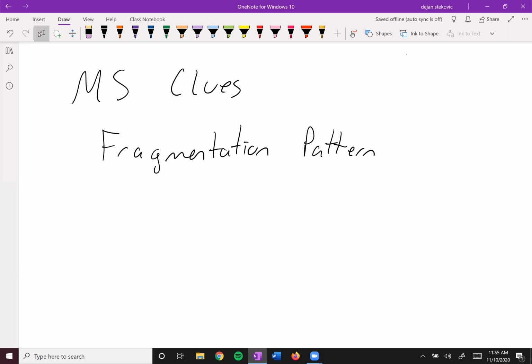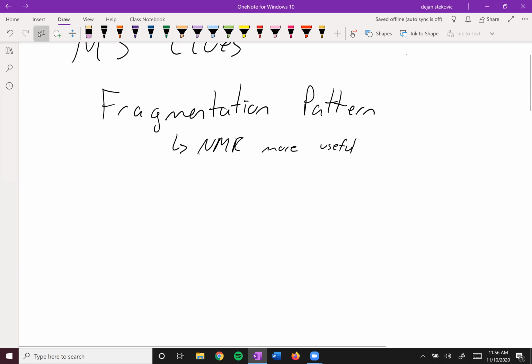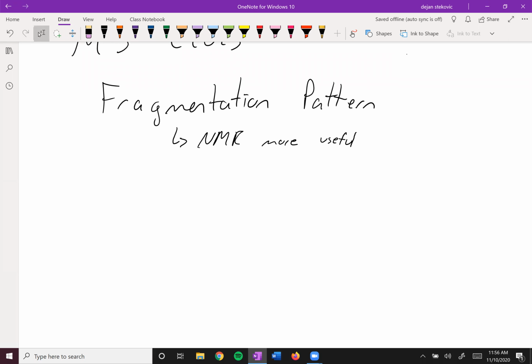All right, so another clue that mass spec can give us is the fragmentation pattern. And we're not going to spend a lot of time on this. NMR, which we'll learn later on, is more useful. However, fragmentation patterns can be used when you have two components. You're like, is it A or is it B type of thing? So we won't analyze the fragmentation patterns too much as they can get complex really easily.